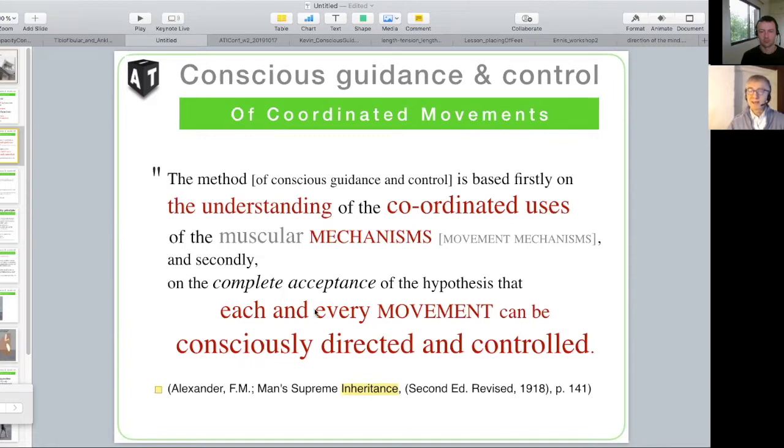So when Alexander is talking about the understanding of the coordinated uses of the muscular mechanism, it's absolutely certain, unthinkable, that he's talking about learning to release a muscle or to contract the right muscle and stop contracting the other muscles. So that is absolutely clear. It's not what we are talking about.